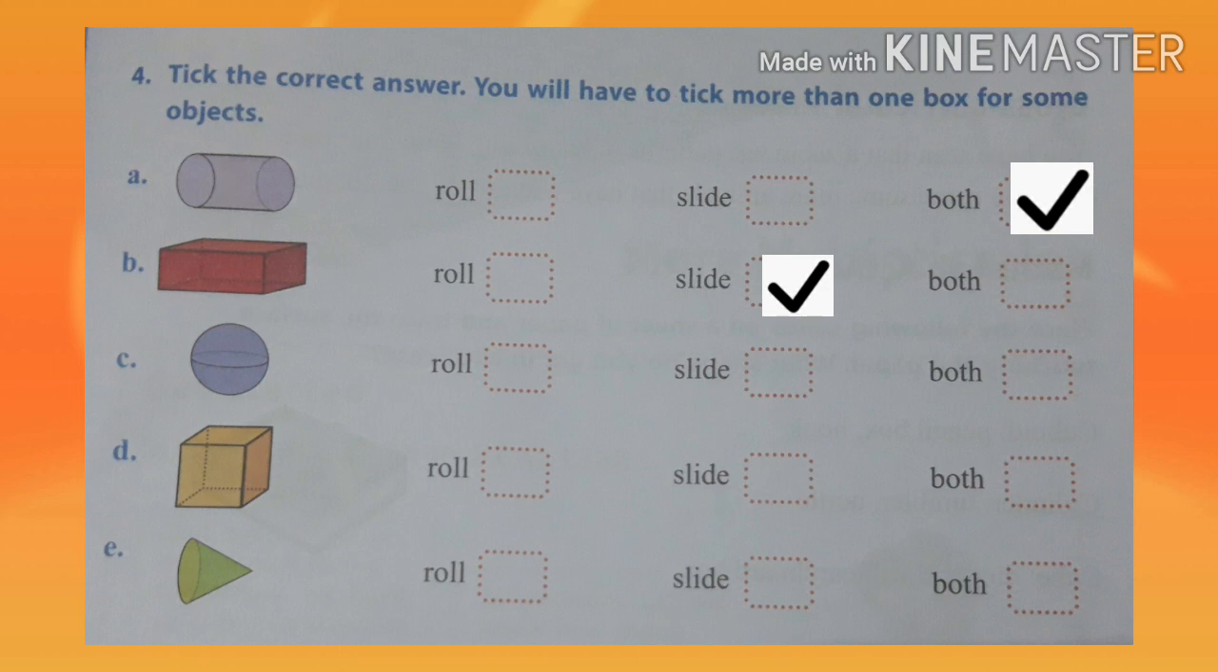Then which shape is that? Third one, sphere. So sphere can roll. So tick the roll. Then the fourth one, which is that shape? Cube. Cube can slide. So tick the slide. Then the last one, cone. Cone can both roll and slide. So tick on the both.